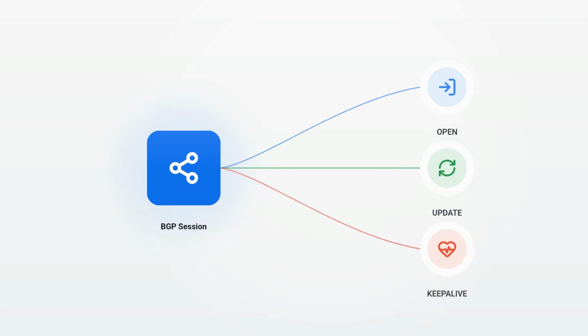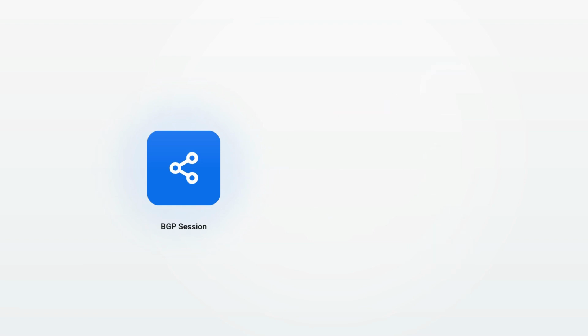Now we get to the point where BGP stops feeling abstract and starts becoming traceable. Once you understand the neighbor states and the message flow between peers, you can see exactly where a session is progressing, where it's stalling, and why. There are only 4 core message types, but they are the key to making BGP behavior predictable and troubleshootable.